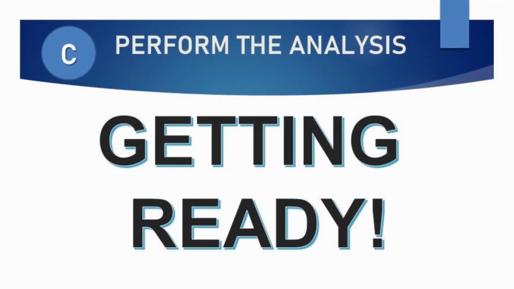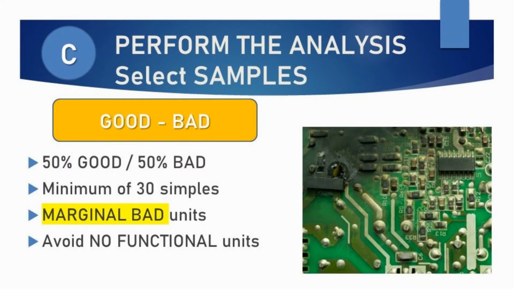Ready for the analysis. First, we need to select at least 30 samples in case we are doing a good-bad study, a binary study of attributes. We are going to have 50% good, 50% bad. It is very important to say that the bad units need to be marginally bad units, because if we select obviously bad units like burned units or completely damaged units, they are going to give you a false sense of good results when it's not really happening.